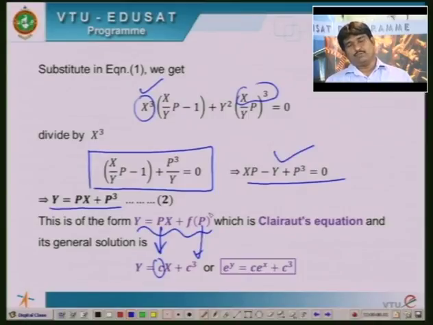Now convert it in terms of old variables. Capital Y is e to the power of y, that is equal to c into capital X, which is e to the power of x, plus c cube.